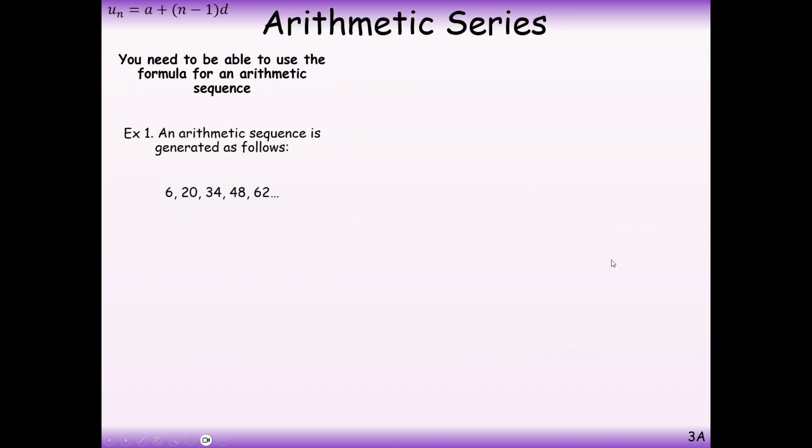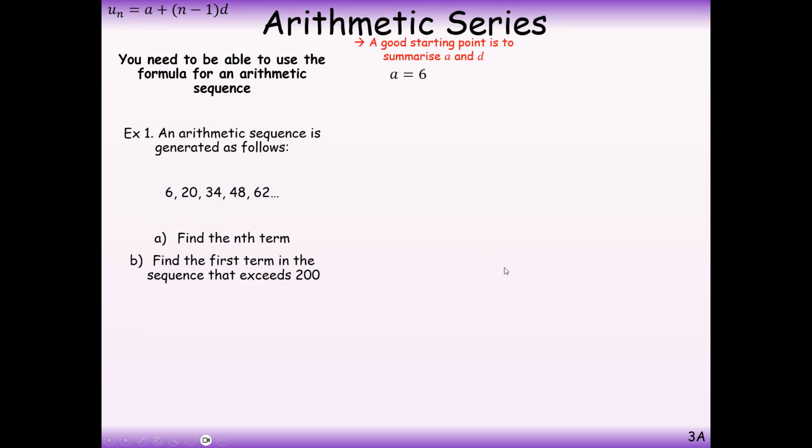So, here we have a common difference of 14, because when you subtract 6 from 20, you get 14. We have been asked to find the nth term. So we say a is what? A is 6 here, because the first term is 6, and the common difference is 20 minus 6, which is 14. You could also subtract any other two terms. You could have said 62 minus 48, and you would have got 14.